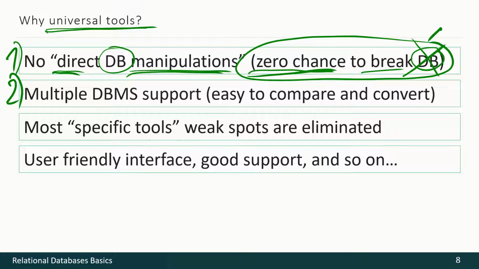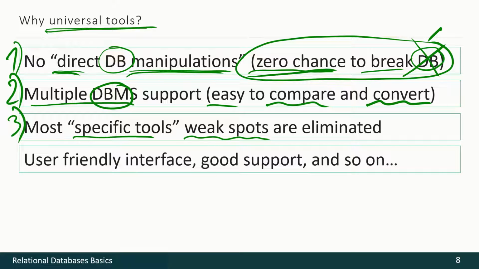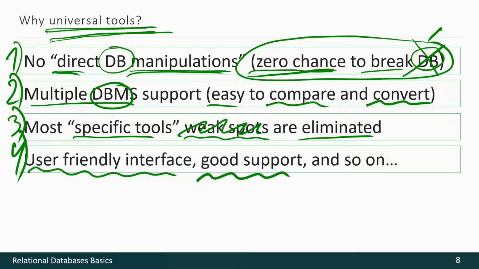Universal tools support multiple DBMSs, so it's easy to compare several schemas, to convert schemas from one DBMS to another, and so on. We have a lot of opportunities here. As long as many specific tools have a lot of weak spots, something that users do not like, the universal tools try to eliminate those weak spots to compete with huge specific tools produced by DBMS developers. And usually universal tools have more user-friendly interface, better support, bigger community where we can ask questions, get some support, and so on and so on.